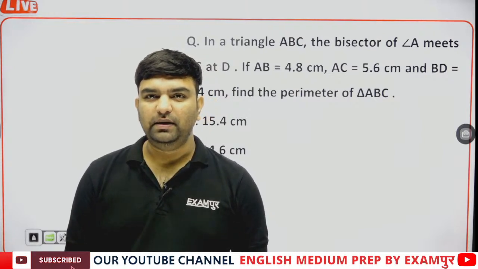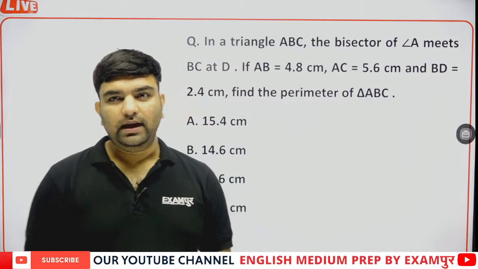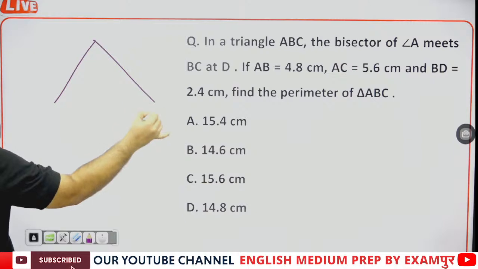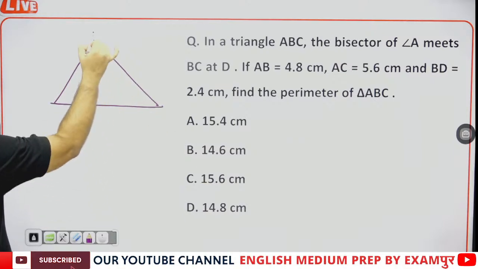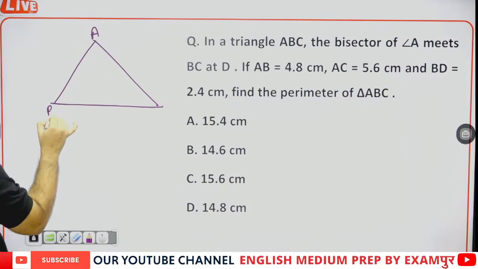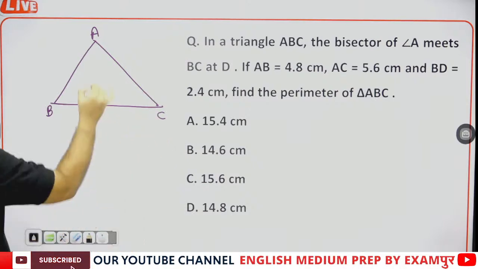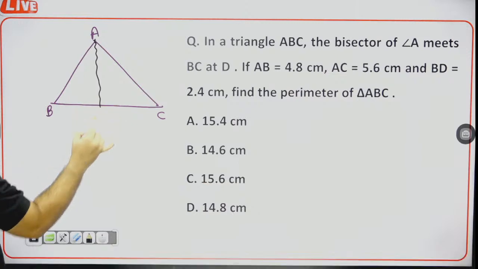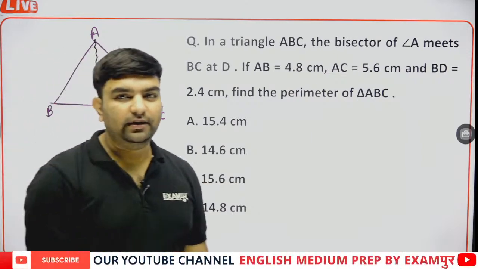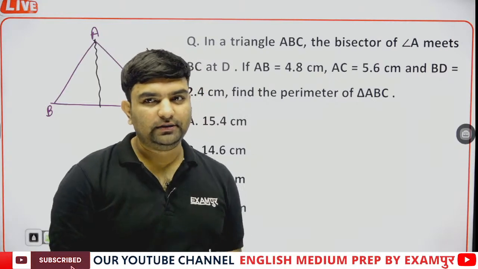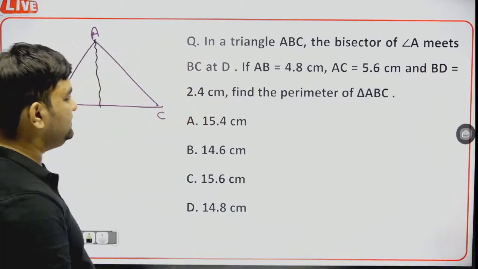Bisector of A meets BC at D. Angle bisector problem. The angle bisector divides the opposite side in the ratio of the adjacent sides.